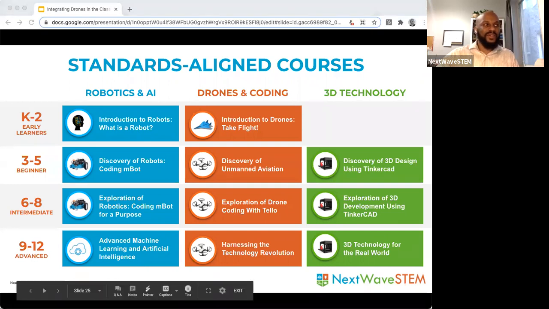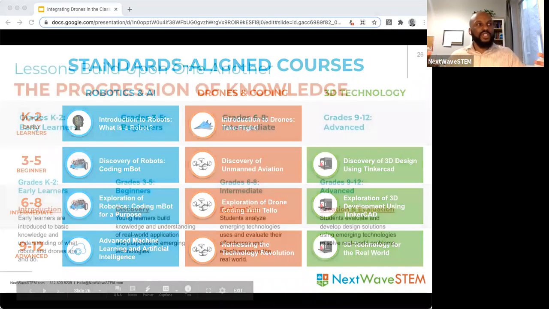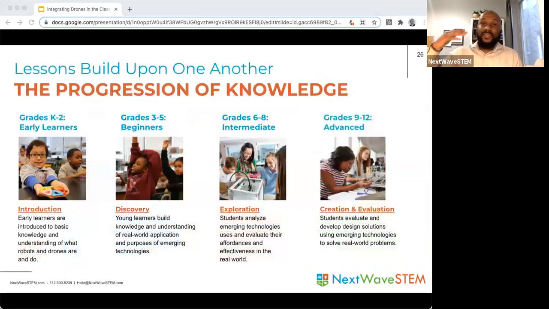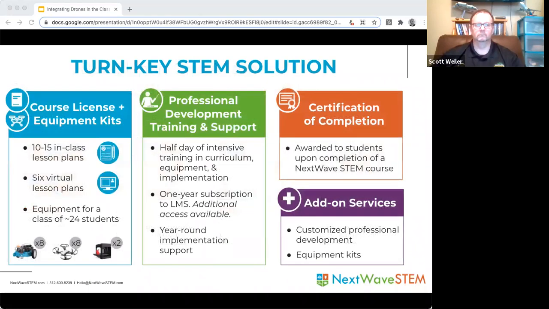Something that's really important to think about is the idea that we're structuring our courses to follow a meaningful progression of knowledge. Students will go from just being introduced to technology in the K through 12 to discovering more about what that technology is and what it does, exploring the finer nuances, and then in the 9 through 12, a really meaningful pedagogical progression where they're creating and evaluating the solutions that they're making with their technologies.